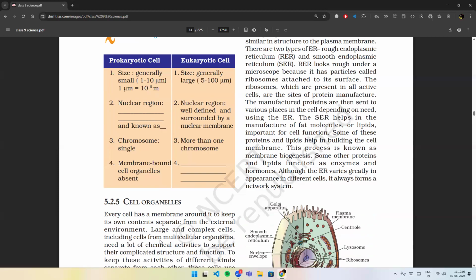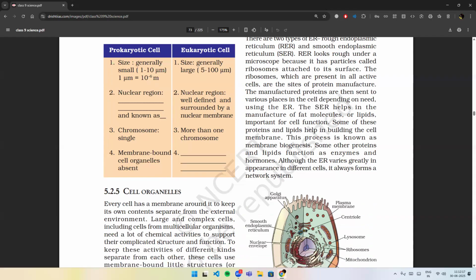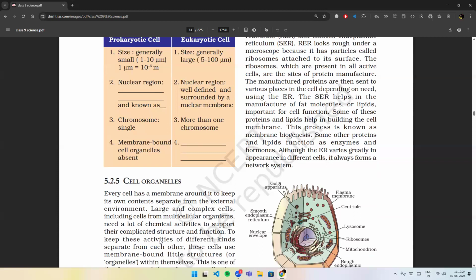RER looks rough under a microscope because it has particles called ribosomes attached to its surface. The ribosomes, which are present in all active cells, are the sites of protein manufacture. The manufactured proteins are then sent to various places in the cell depending on need using the ER.